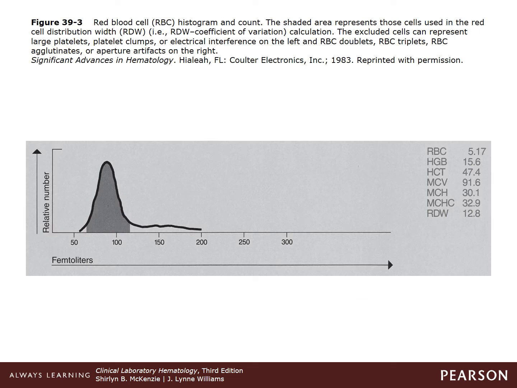So here you can clearly see what a red cell histogram and count look like. Here only the shaded areas of this curve are used to detect the RDW. The other areas not shaded represent things like large platelets or clumps or any kind of interference within the machine that is not used in the actual count.